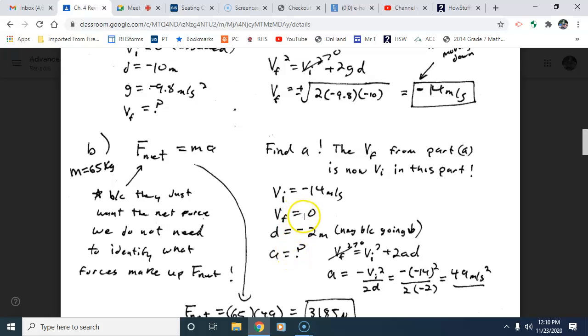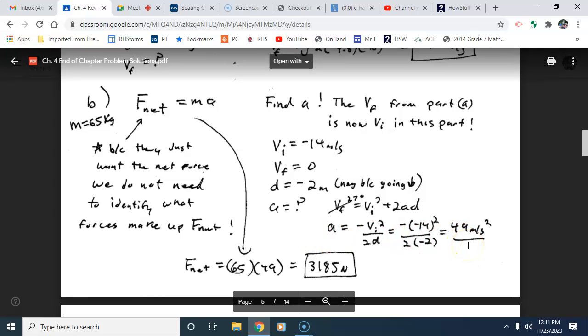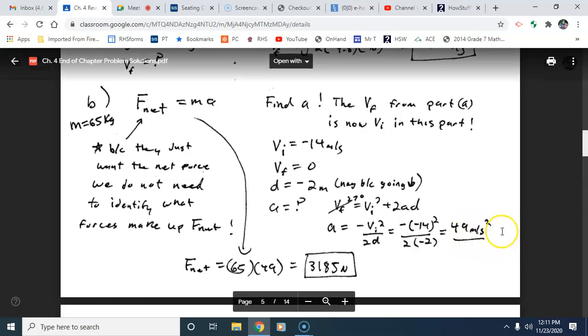And final velocity, we came to a stop, 0. From that information, I could find acceleration. And the acceleration comes out as positive 49 meters per second squared. If we've been calling down negative, which we have been, it should make sense, if we remember all our facts about acceleration in the past, that our A came out positive.